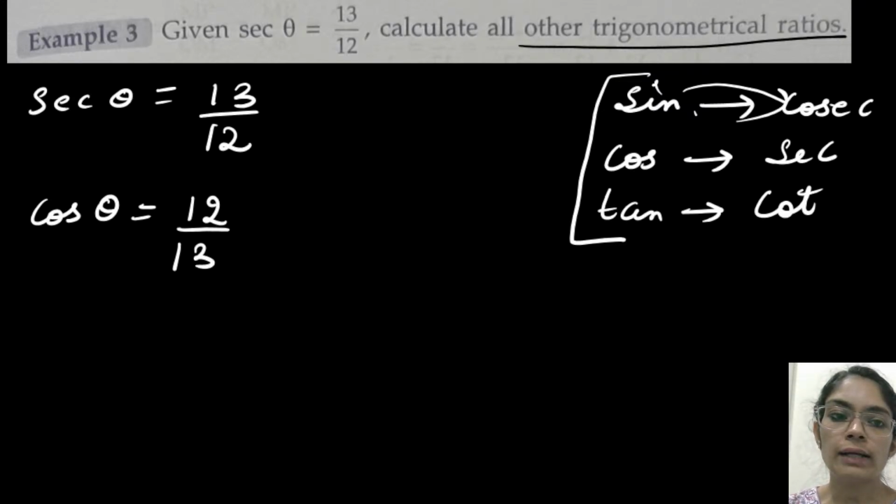Now how to do the other trigonometric ratios? One trigonometric ratio we found, so cos.